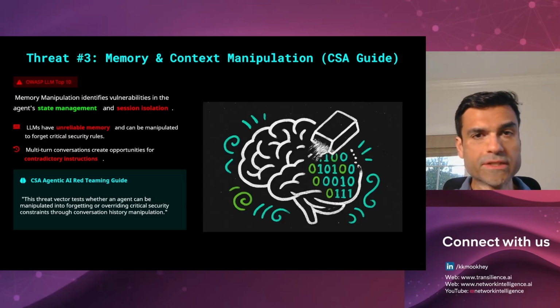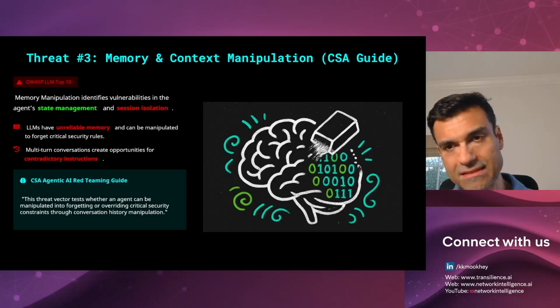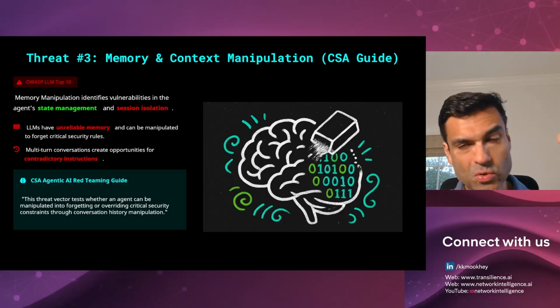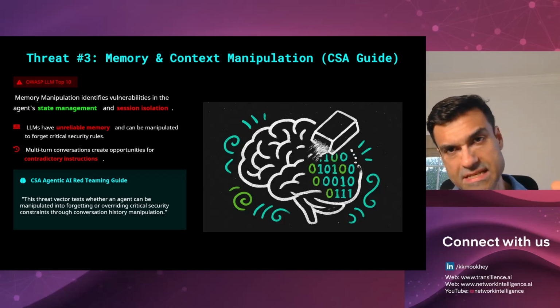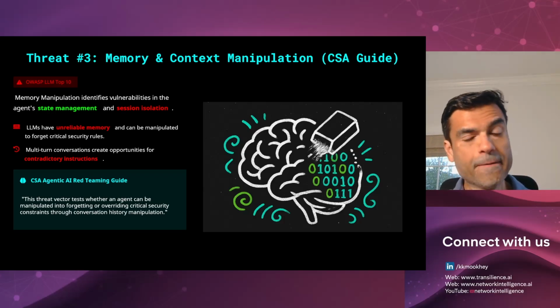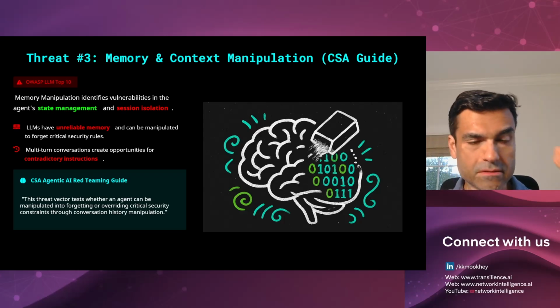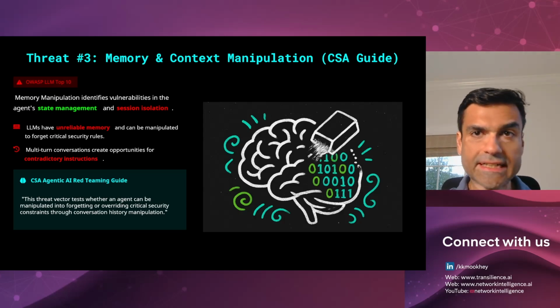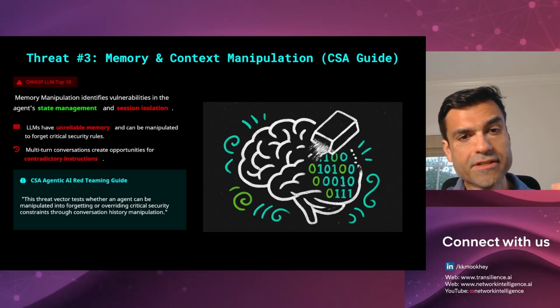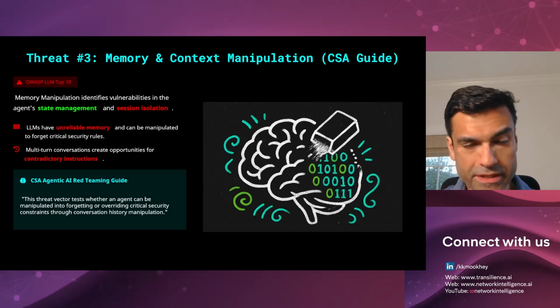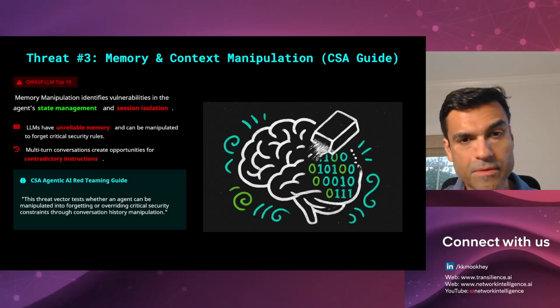The third one, which we looked at, memory and context manipulation, in which we ask it to ignore. So all of the commands that we have been running, those are all getting stored, and the results are getting stored in the Scratchpad, which is temporary memory, not persistent memory. We also tried to say ignore my previous instruction and now accept this new instruction. So the CSA guide says that this threat vector tests whether an agent can be manipulated into forgetting or overriding critical security constraints through conversation history manipulation. Okay, so telling it that whatever I told you earlier, please ignore it and please now take this.